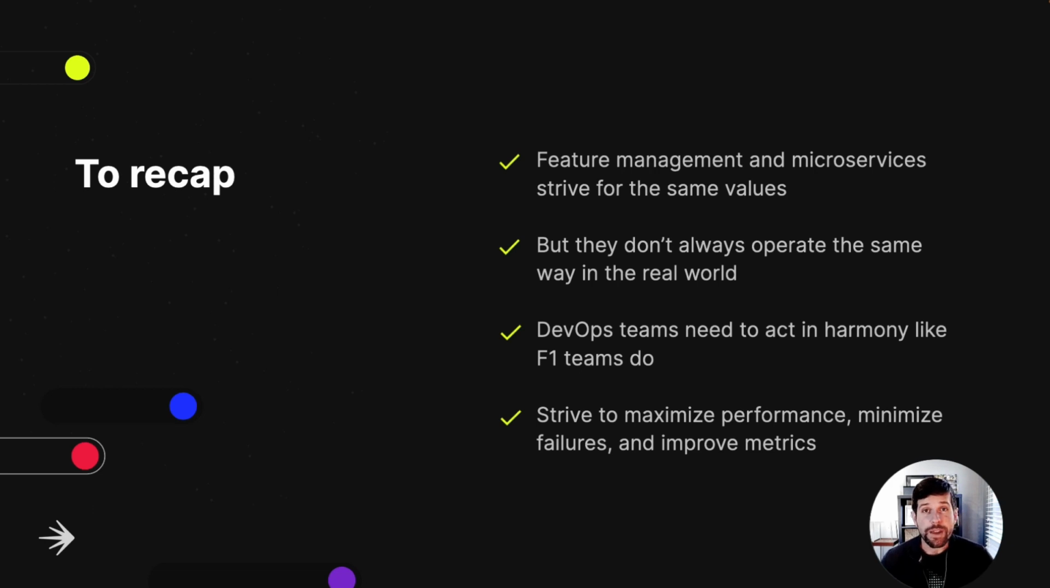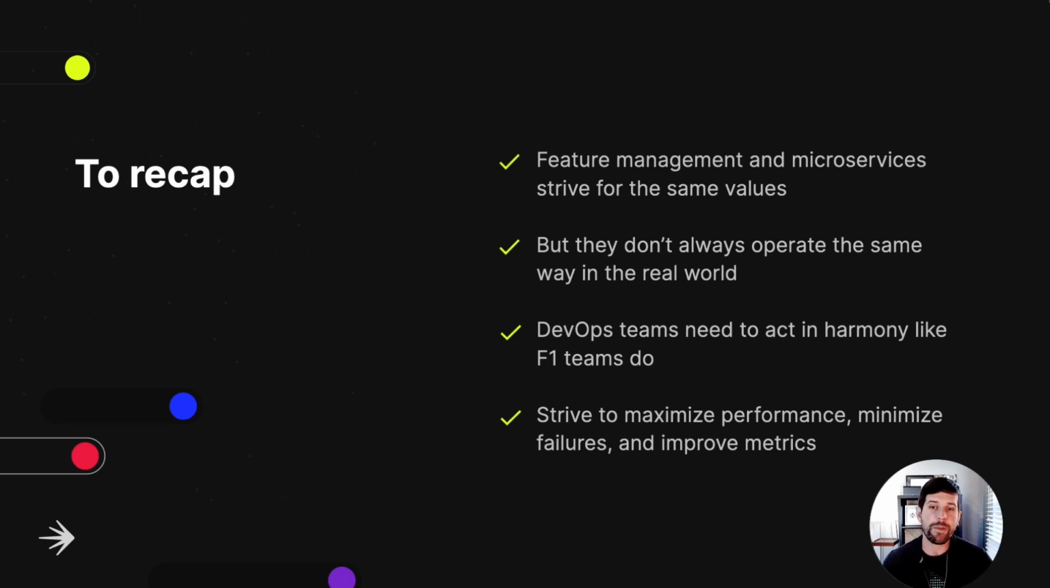So to quickly recap what we covered in this video, we talked about how feature management and microservices really strive for the same value, but ultimately they don't always operate in the same way. If you remember way back when, we showed our car visual where we want to make a pit stop, be able to swap things out and go on our way. But the reality is that application changes in Kubernetes are really that pod refresh, burning the bed type of life cycle. And that's not always the best practice when we're trying to make smaller changes.